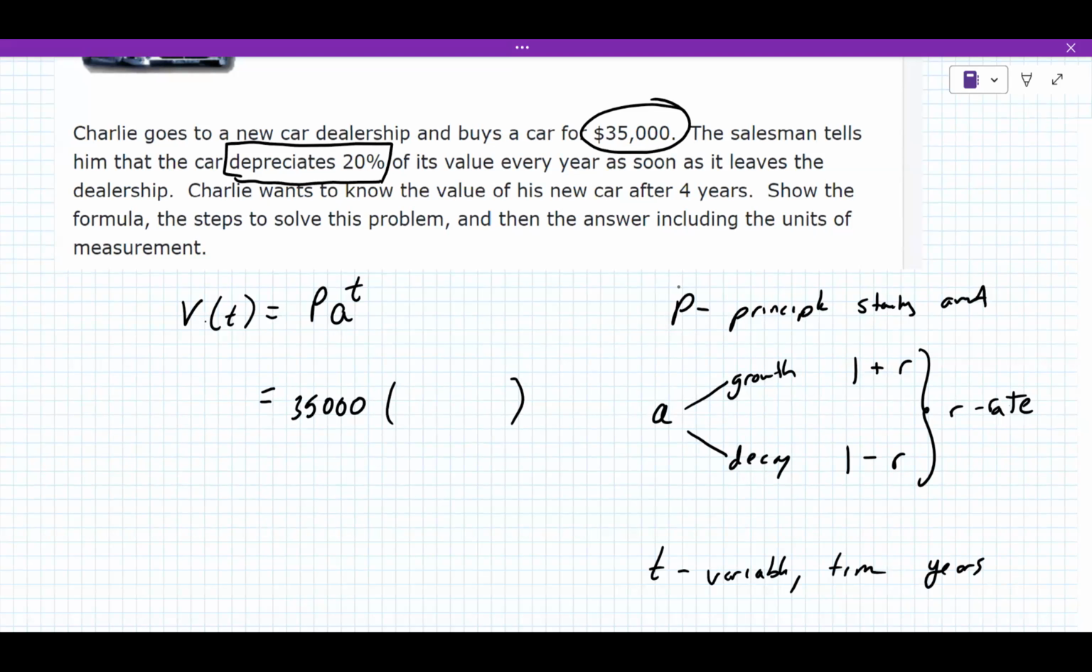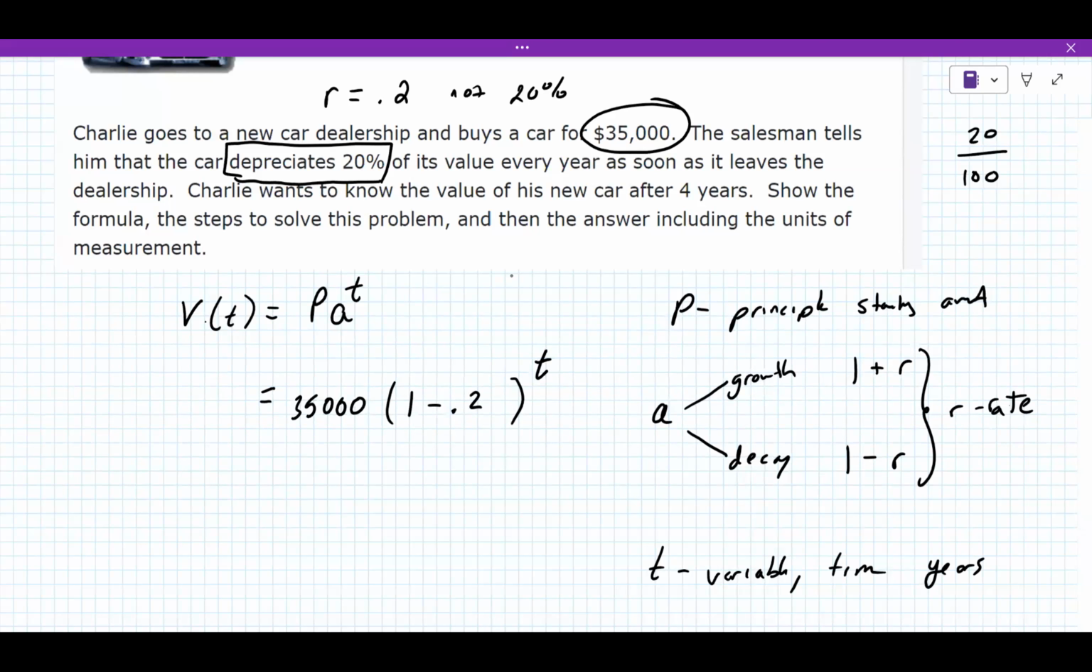Bigger or smaller? What does depreciate mean? I'm pretty sure it means it's getting smaller. It is. So that's the R. R is 0.2, not 20%. You have to convert to a decimal. And to convert, you divide by 100. Okay, so that's 1 minus 0.2 in here because it's decay, we're using the 1 minus R formula.